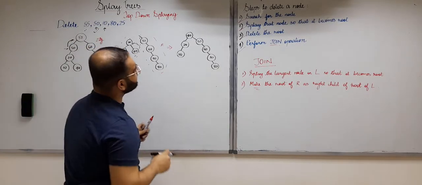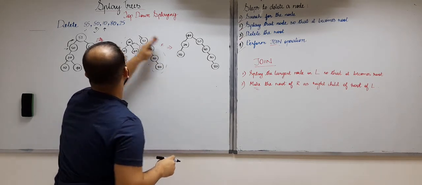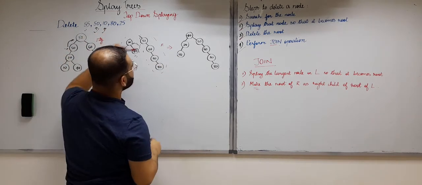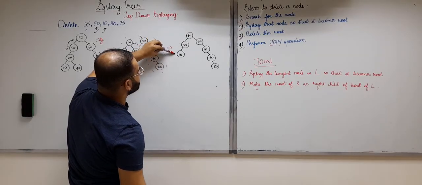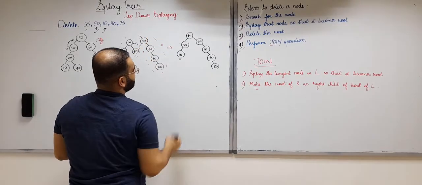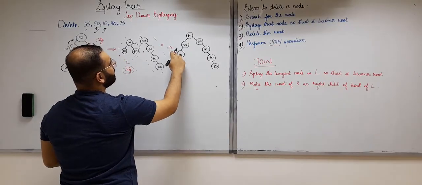So now let us delete another element in our splay tree, that is 10, okay? In the first step, we search for 10. 10 is less than 40, so we come over here. 10 is less than 20, so we come on the left side. Okay, we found 10. So now what do we do? We perform the splay operation.